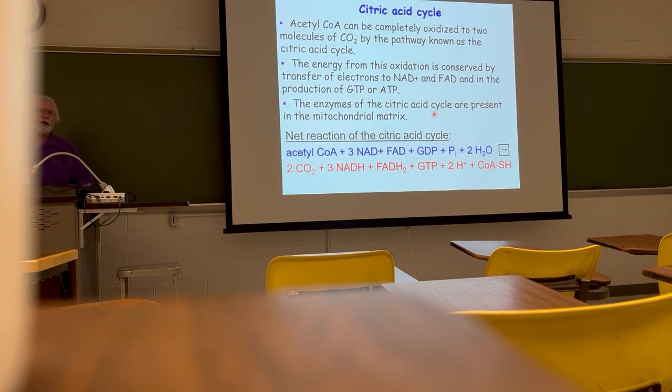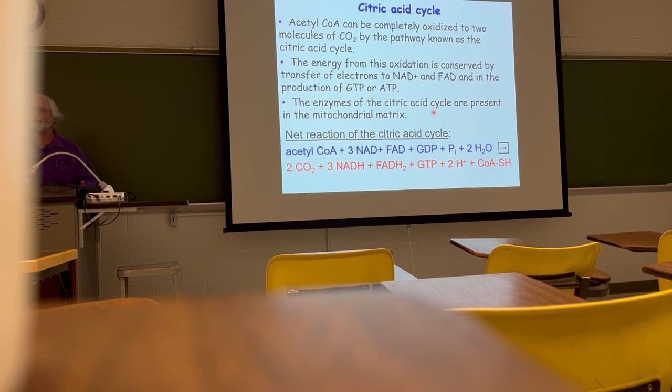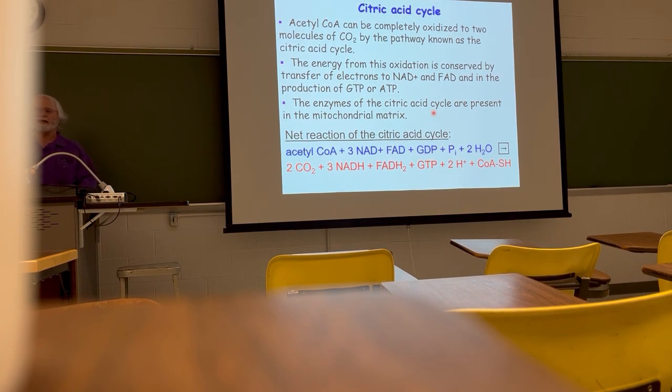So acetyl-CoA then can enter the citric acid cycle. That's the next pathway that's involved in getting all the energy out of a glucose molecule. Or we see later that this pathway is also involved in metabolizing the carbons that come from fatty acids.